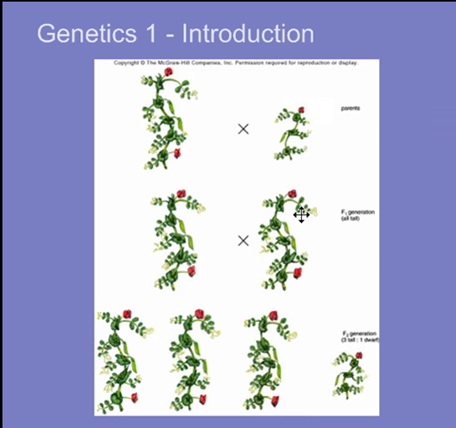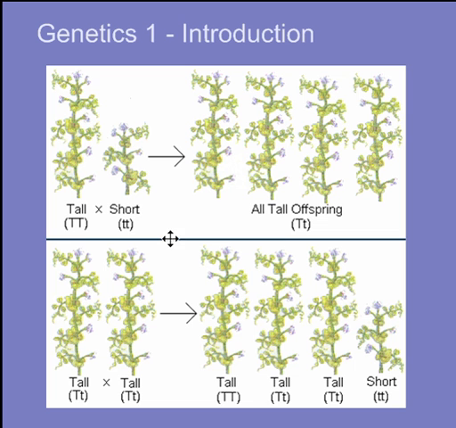It skipped a generation. Now, Mendel wasn't the first to notice this kind of thing, but he was the first person to figure it out and explain why it was happening. What Mendel figured out was that there were different alleles or factors, different forms of the genes. Here we see tall and short. Big T is the allele for tall. Little t is the allele for short.